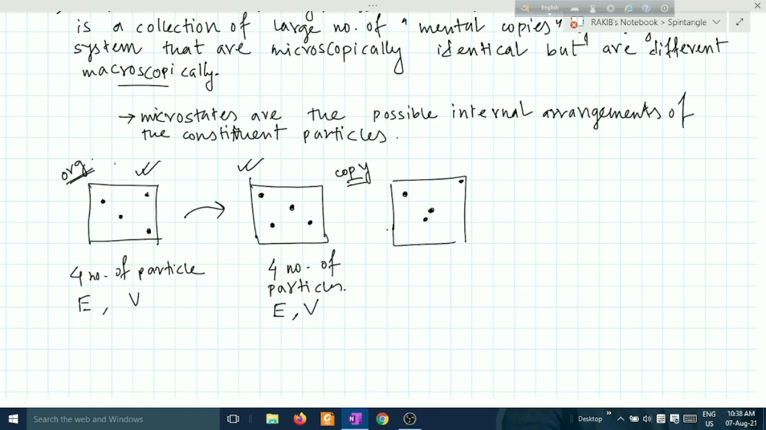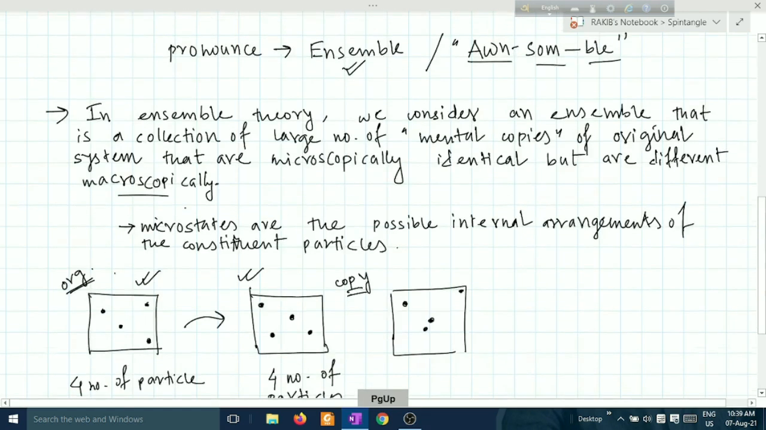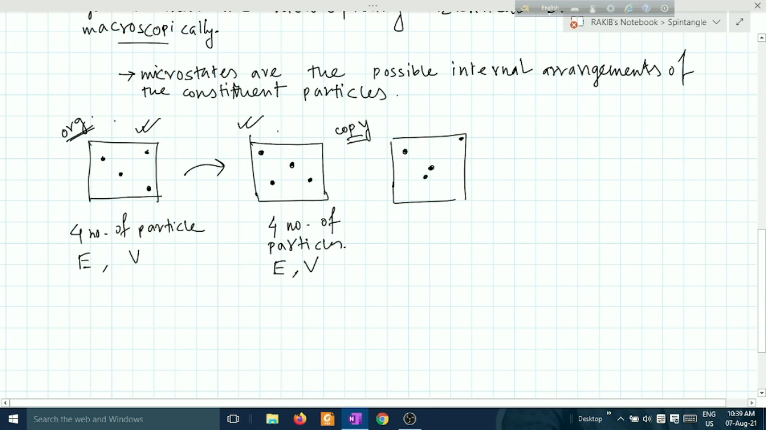If you have any doubt about this, if you have any query, then you can comment. I try to solve each and every comment. These are different microstates. This is microstate 1, say this is microstate 2.